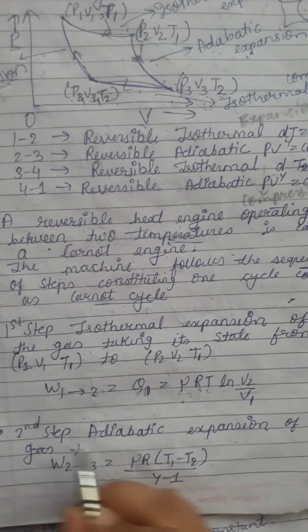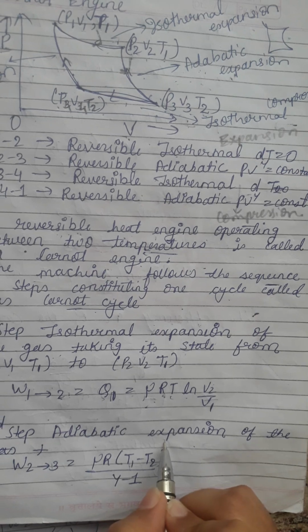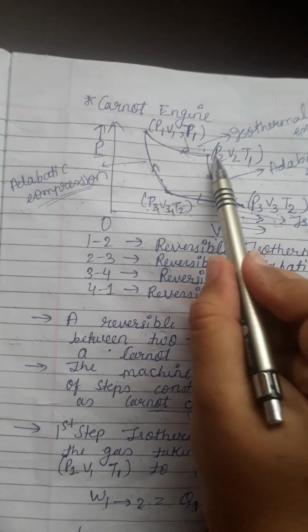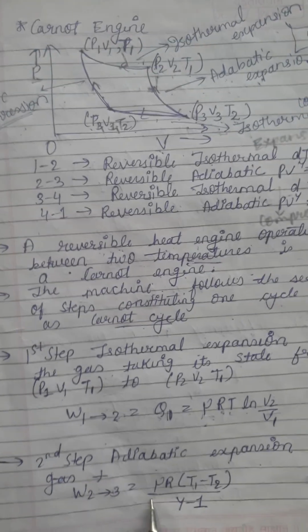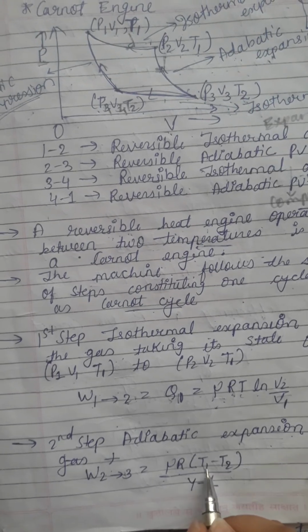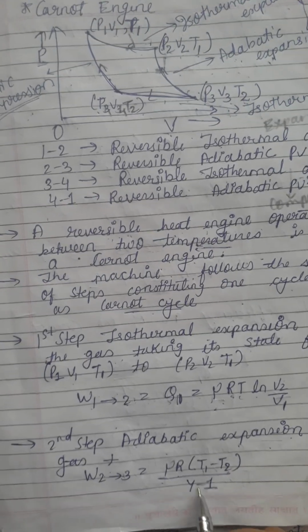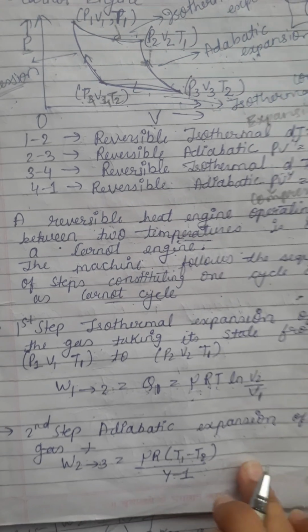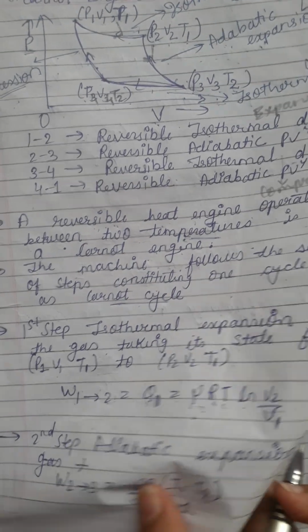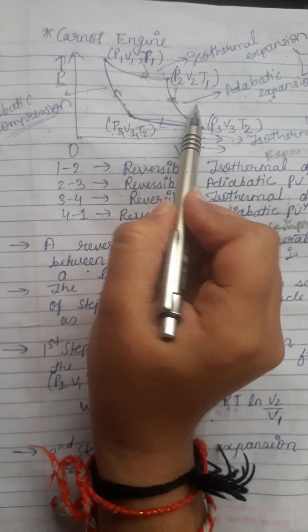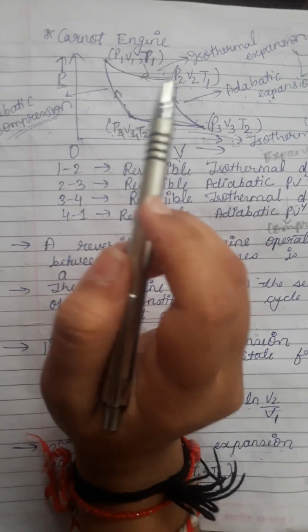Now the second step is adiabatic expansion from 2 to 3. The work done in adiabatic expansion is mu R (T1 minus T2) upon gamma minus 1. We have also derived this for adiabatic expansion. Next, there are totally four steps: 1, 2, 3 and 4.